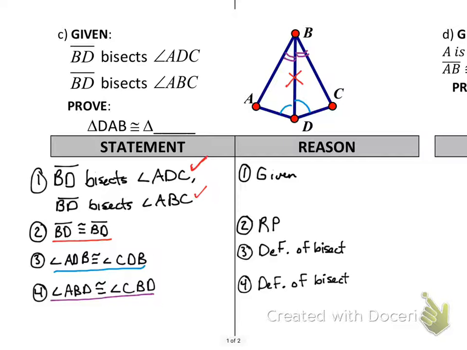Yes. Okay, so let's write this now. Triangle DAB is congruent to triangle what? DCB. All right, DCB. And in this case, the reasoning is angle side angle. Any questions on why it's angle side angle?